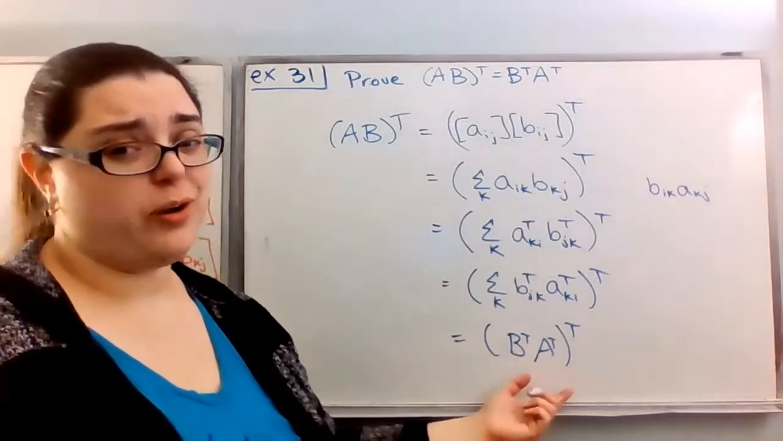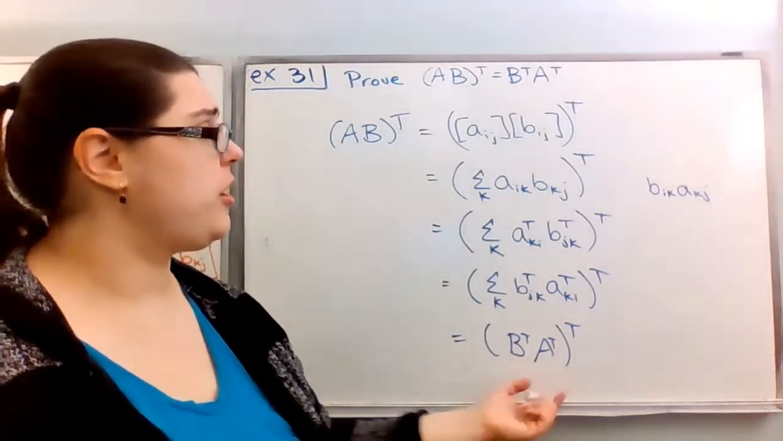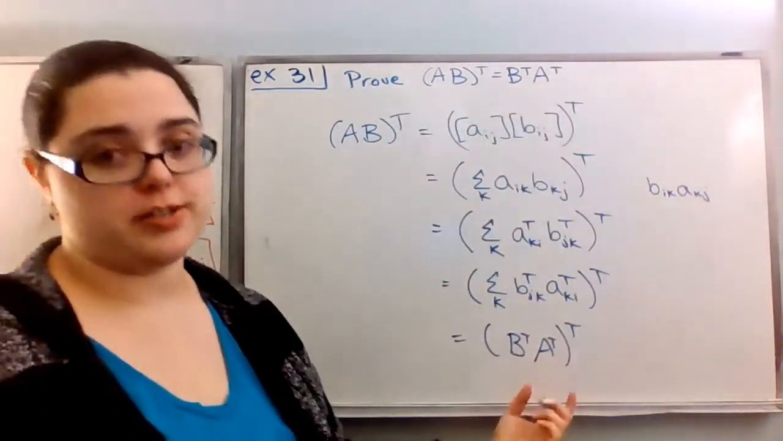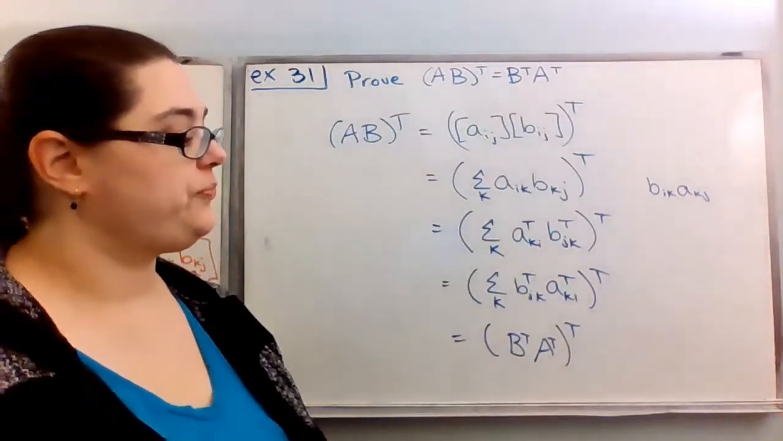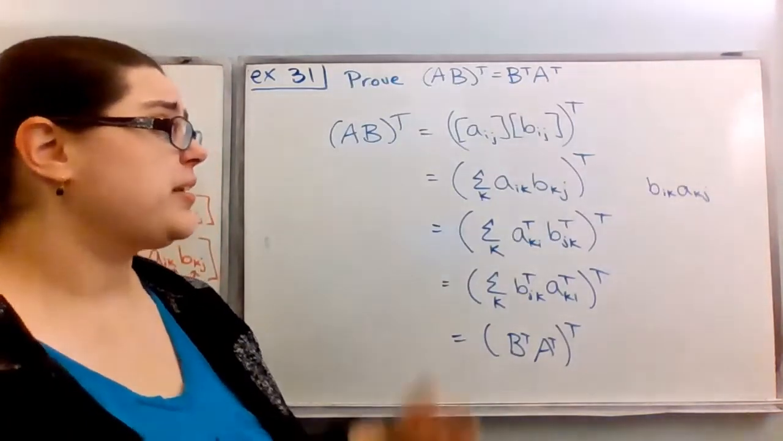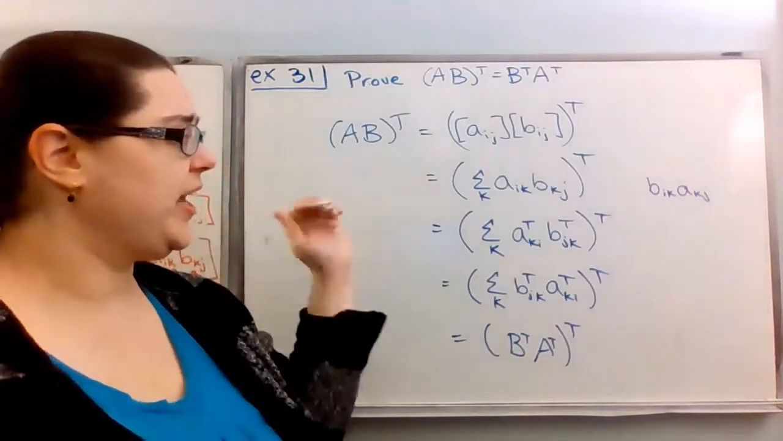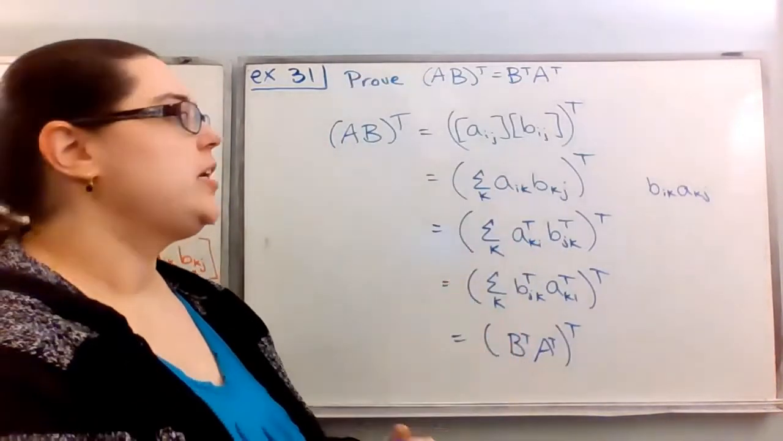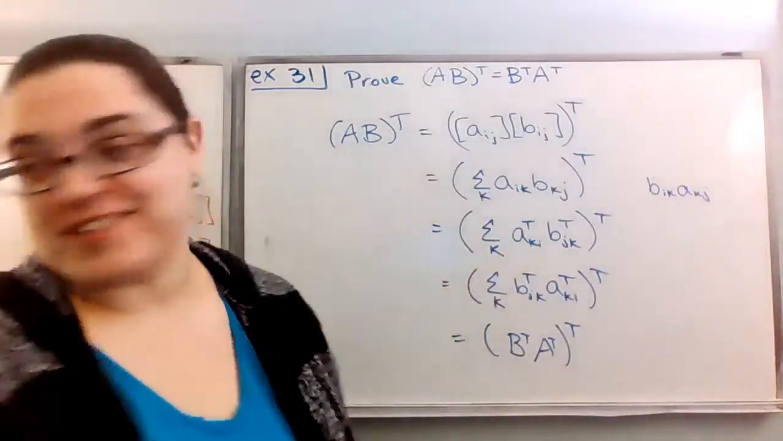I know this is not where I want to get, and it's going to be wrong because I know this should be B transpose A transpose, not the transpose of that. So I made a mistake somewhere and I don't know where it is. So when that happens, and I can't get out of that lock of the pattern that I'm in, start on the other side.